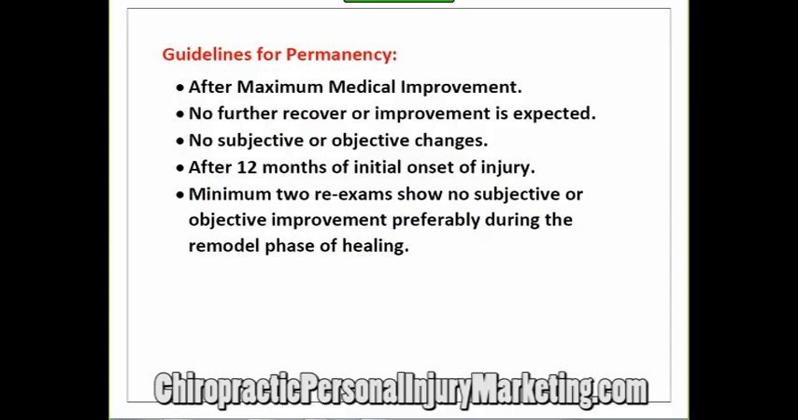Now, the guidelines for permanency that we talk about: after maximum medical improvement, no further recovery or improvement is expected. There are no subjective or objective changes after 12 months of the initial onset of the injury. And I talk about a minimum of 2 re-exams that show no subjective or objective improvement, preferably during the remodel phase of healing. Those are really good guidelines for MMI and permanency that you can easily explain and justify.